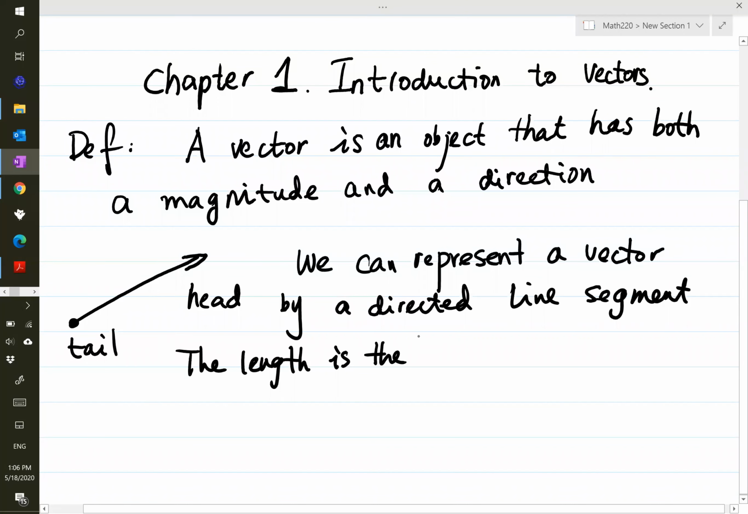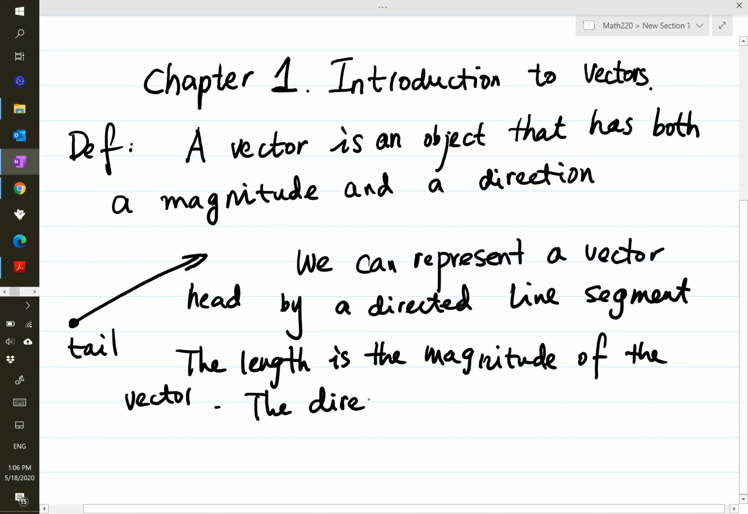It is the magnitude of the vector. And the direction is given by from its tail to its head.